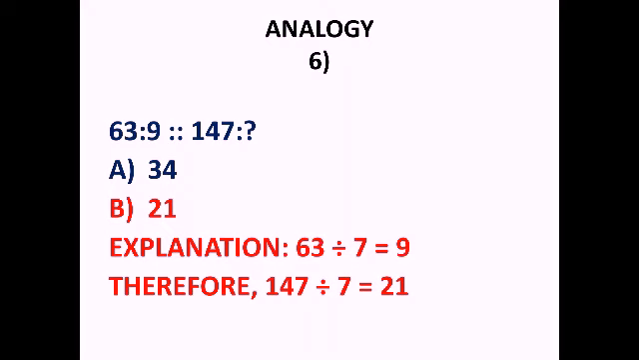So now look here, in the first set, that is 63 and 9, when you divide the first number by 7, you get the second number. And what I told you, the way the first set is related, a similar relationship will be there in the second set. That is 147 and the number that will come in place of the question mark. So if you divide 63 by 7 and you get 9, in the second set also you have to divide 147 by 7, then only you will get the second number. So therefore 147 divided by 7 equals 21. Your answer is 21. Option B, 21.